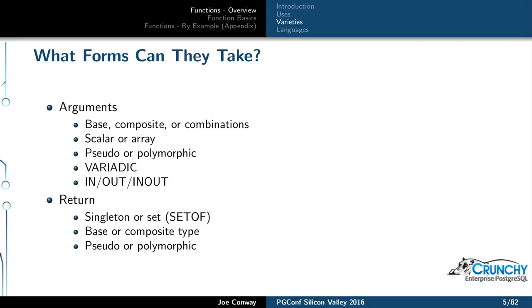The returns can be a singleton. So in other words, it's just a single value returned from the function, or it can be a set. They can be base or composite type, and they can also be pseudotypes or polymorphic types. Any questions about that before I move on?